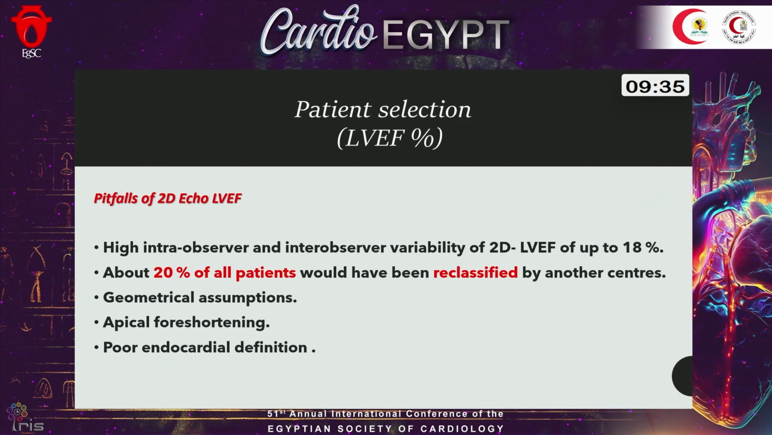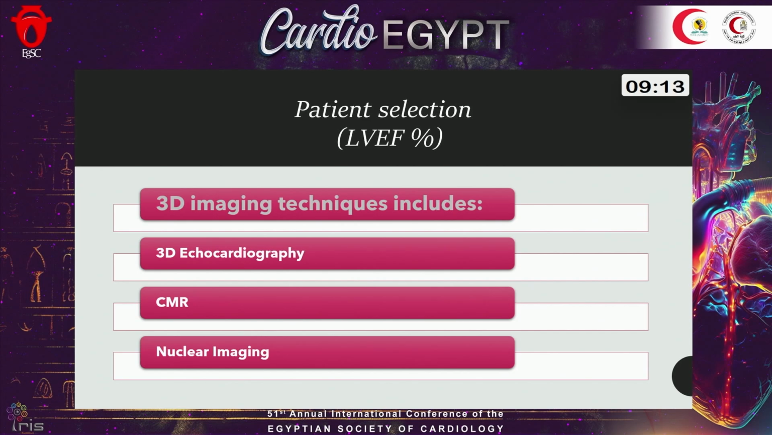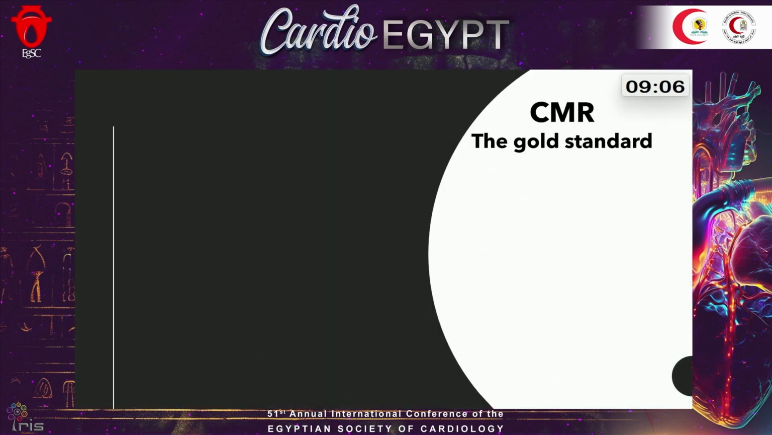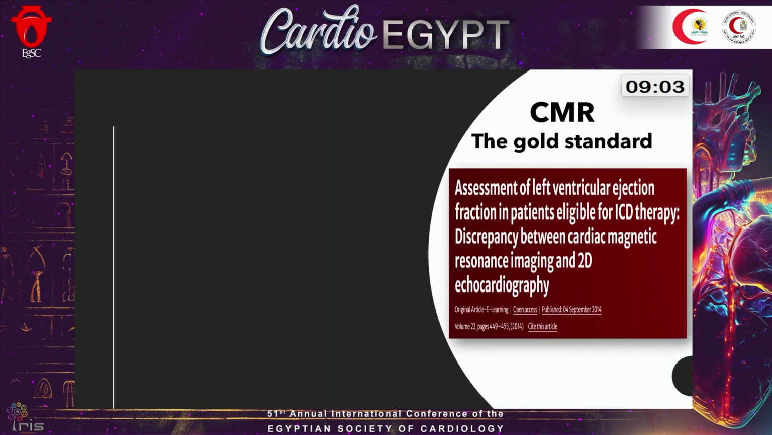High intra-observer and inter-observer variability, up to 18%. About 20% of all patients would have been reclassified. Geometrical issues, apical foreshortening, and poor endocardial definition. So we need other imaging modalities for assessment of ejection fraction: 3D echo, CMR, and nuclear imaging. CMR is the gold standard for assessment of function and volumes.